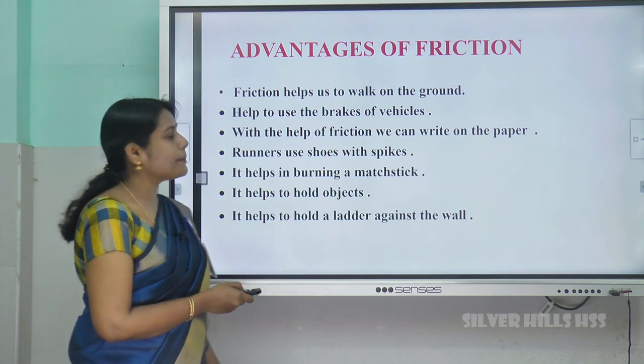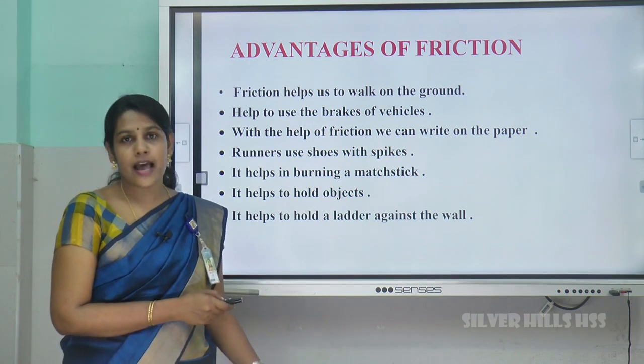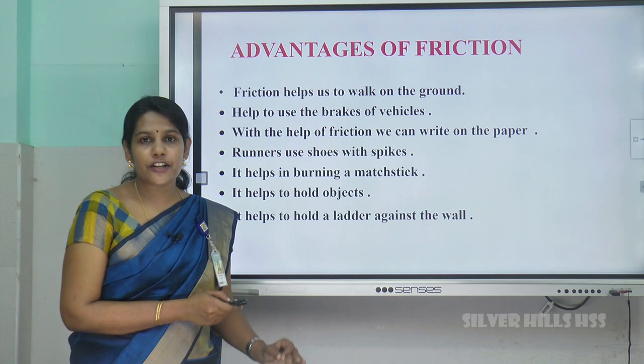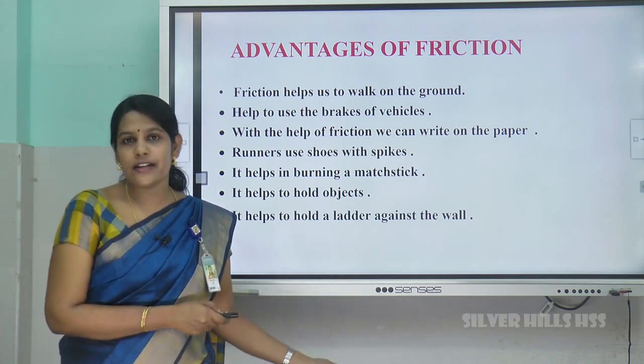Friction helps to use the brakes of vehicles. We know that there is friction between the wheels and the road. Only because of friction we can apply brakes. If there is no friction, the vehicle will slip.